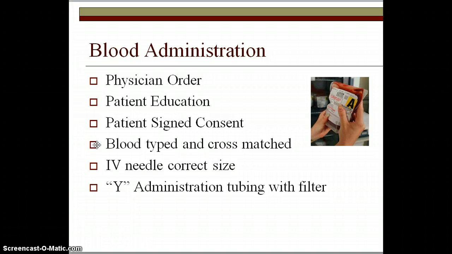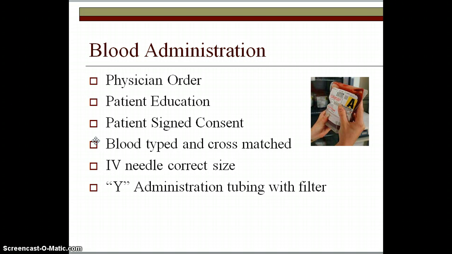And then if you have no problems with the IV site, you would get your Y tubing and prime it with your normal saline. Have that running before you go to the blood bank, so when you come back from the blood bank, you have the blood ready to go on the tubing where the normal saline is already being administered through the Y tubing.